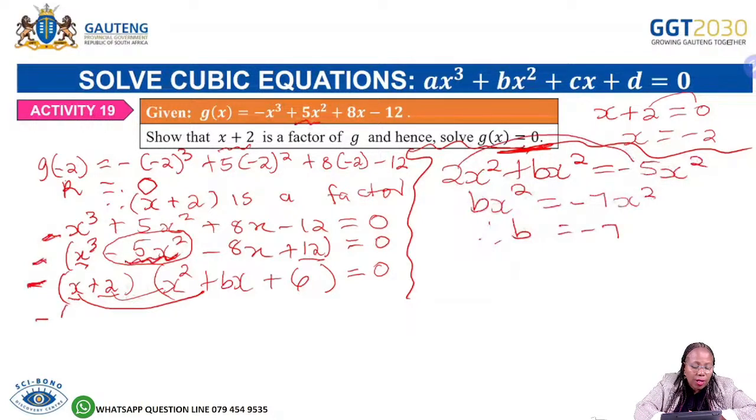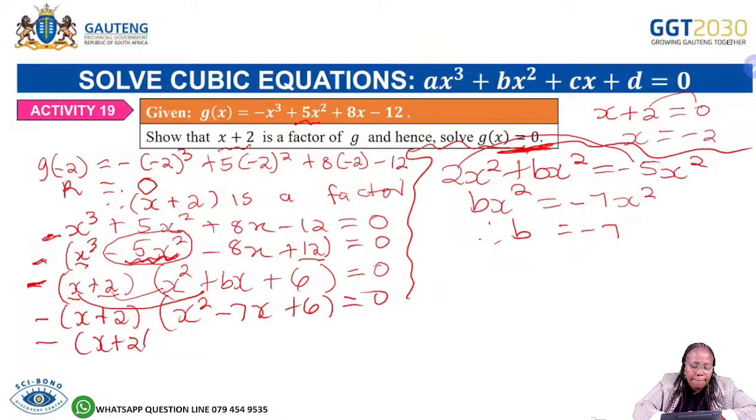Take b to your equation now. That will be x squared minus 7x plus 6 equal to 0. Factorize a trinomial. We are looking for factors of 6. When you add them, they give you 7. That is 6 and 1. And then x to be minus 7, they must both be negative.